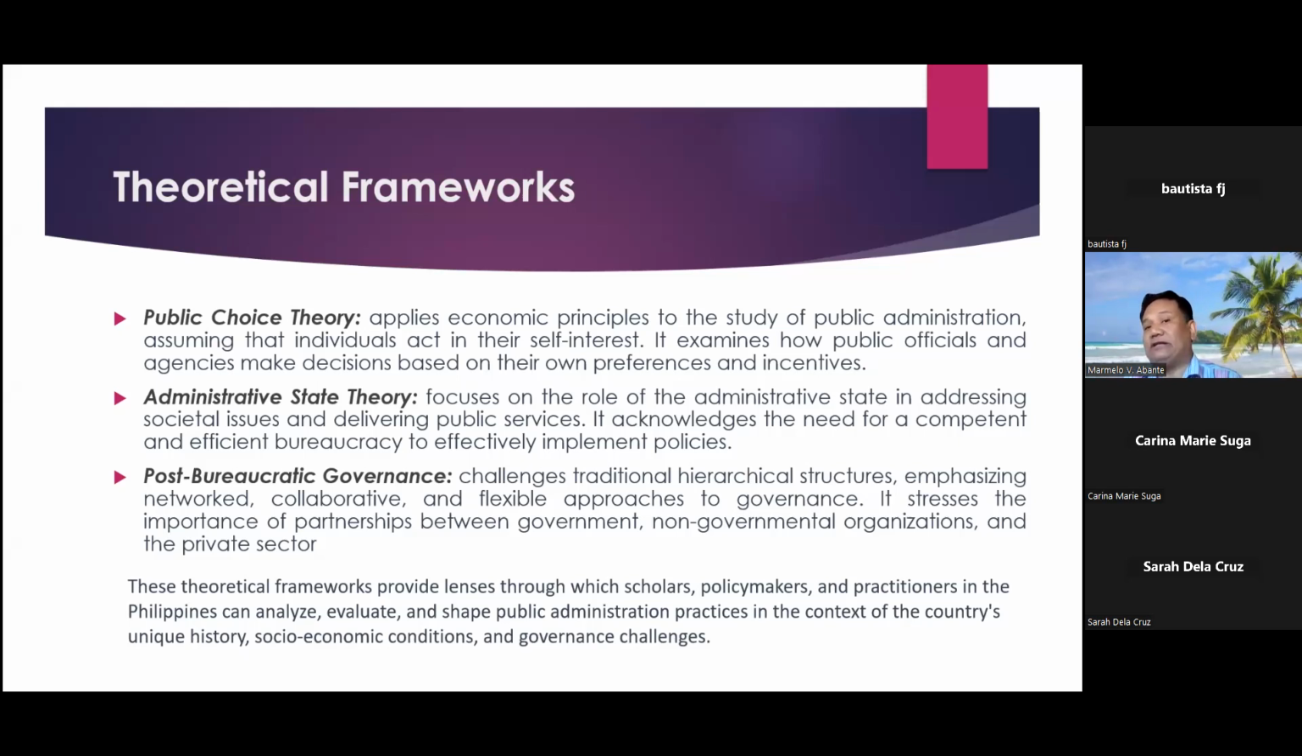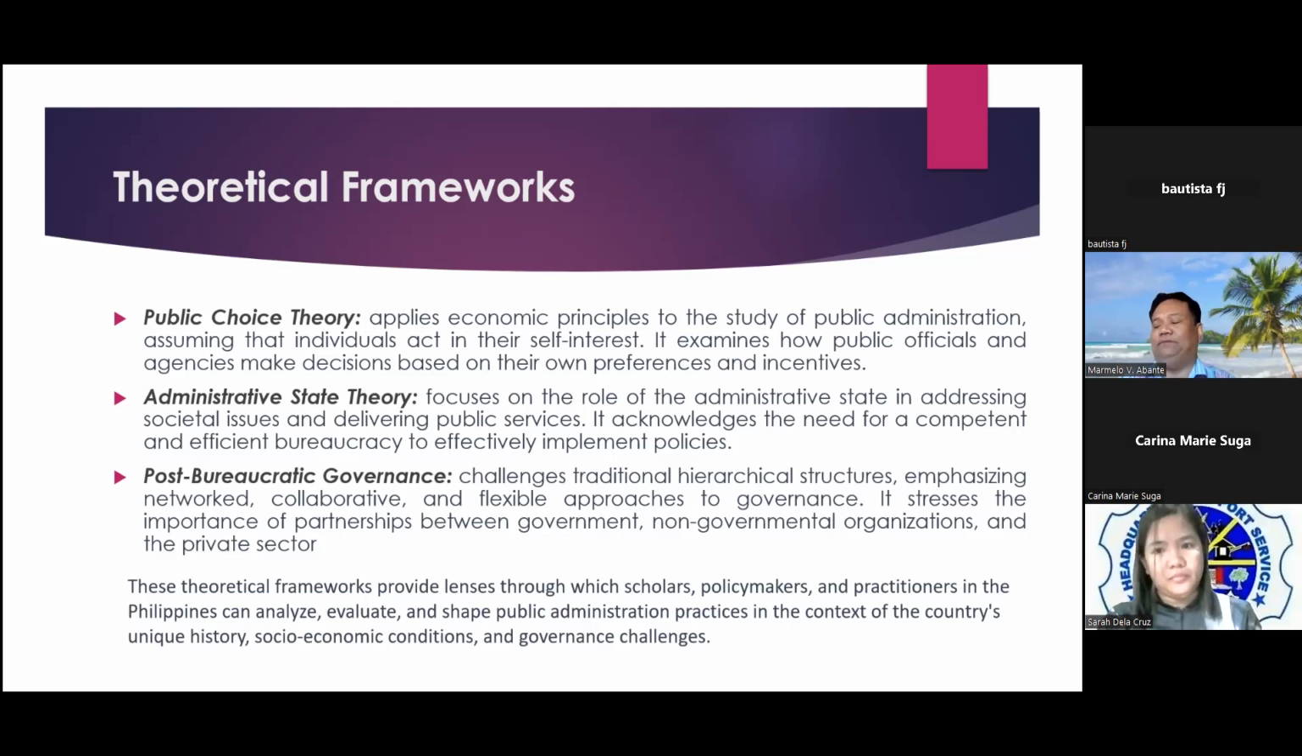Foundation of public administration again refers to the fundamental principles, theories, and concepts that form the basis of the field of public administration. Public administration is the implementation of government policies and management of public programs and services. And the foundation of this discipline can be understood through various key components.